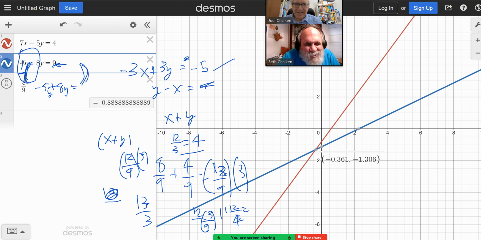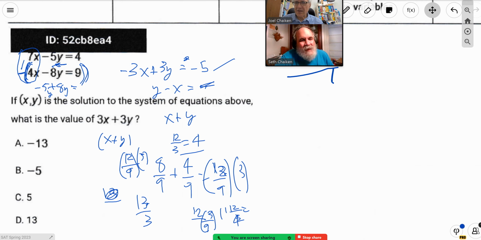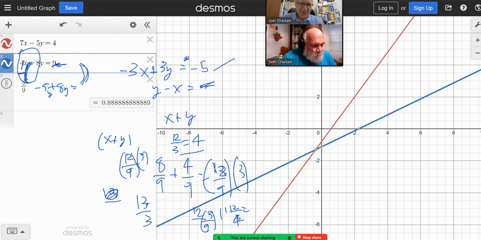4x. Yeah, that's the answer. So why don't we just add those? The answers are pretty far apart, aren't they? Yeah. So we could do approximations. This is negative 0.4, and that's negative 1.3. So that's negative 1.7. Okay.